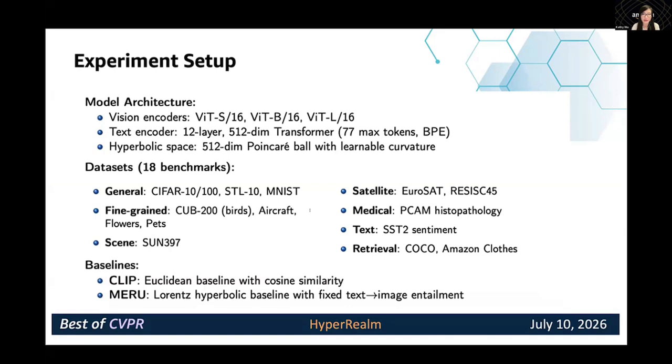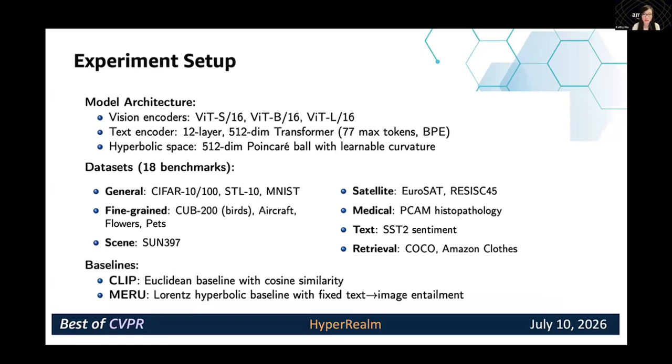18 diverse datasets spanning multiple domains, and the general objects dataset including CIFAR 10, 100, STL10. Fine-grained categories include CUB 200 bird species, and Oxford flowers and pets. And the scene understanding includes SUN 397, and satellite imagery includes EuroSAT, and so on. We also tested on the medical domain to cover the diversity of datasets to validate our methodology.